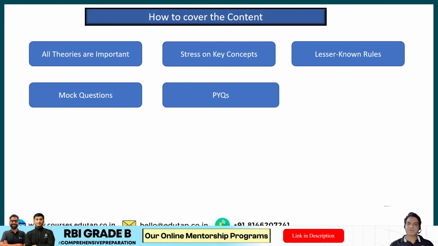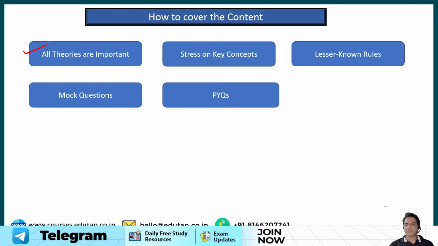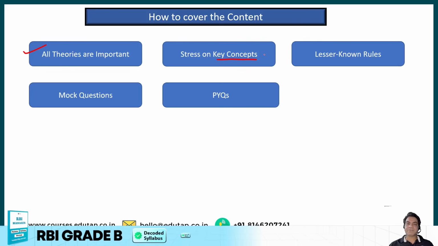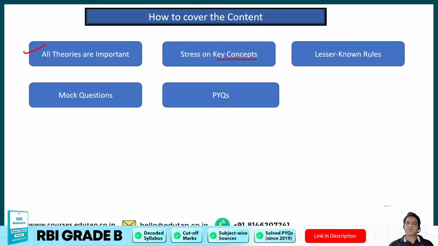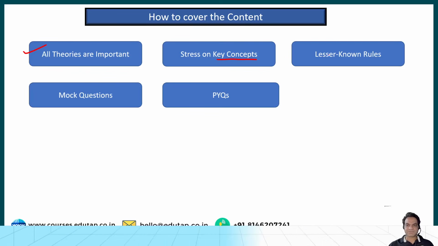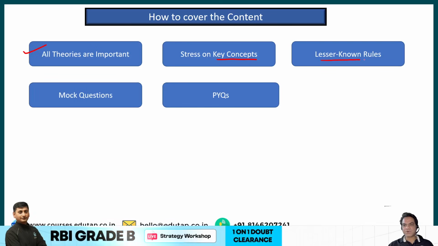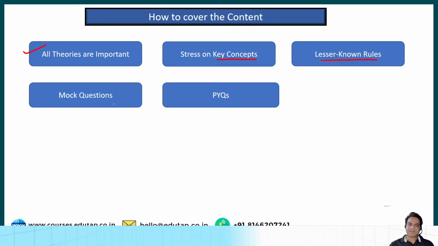Now, how to cover the content, guys? Remember, all the theories are important in every lecture. The concepts are very crucial. Stress on the key concepts. Don't cram the rules as if they are going to ask you the rules in the exam. No, stress on the key concepts first. Focus on lesser known rules that are not very well known to people because they are very frequently targeted in the exam.